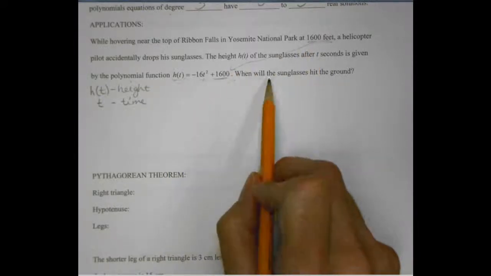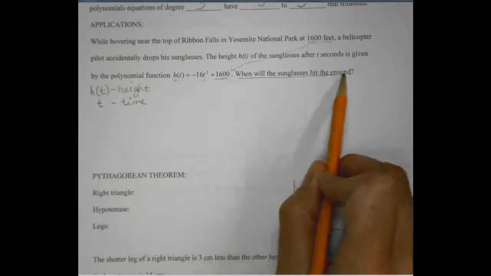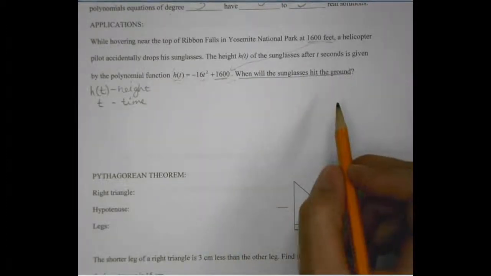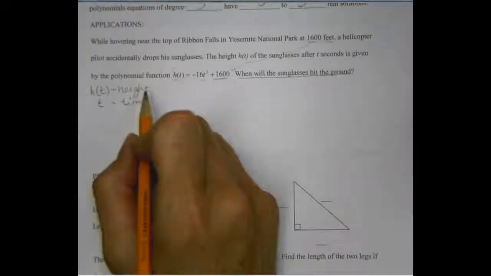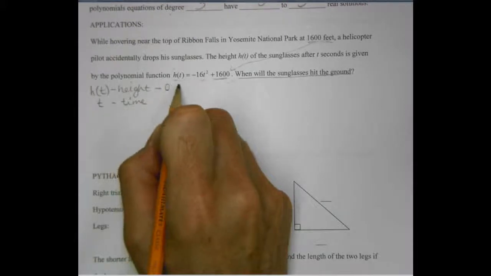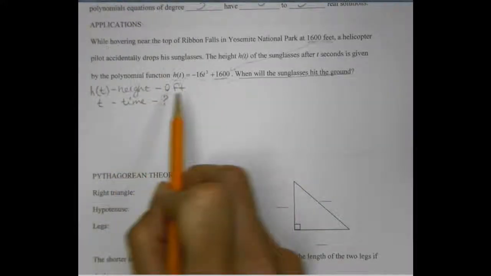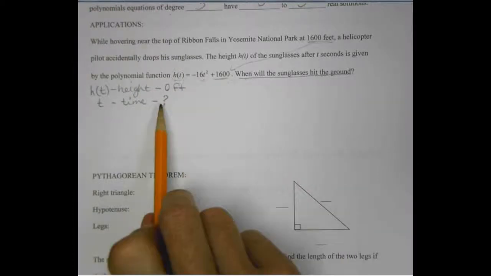So we want to know, when will the sunglasses hit the ground? So I want to know, how high are the sunglasses when they hit the ground? And if you think about it, the ground is 0 feet. So we want to know at 0 feet, what is the time that it took? When is what we're trying to find. So the time is what we're trying to find.